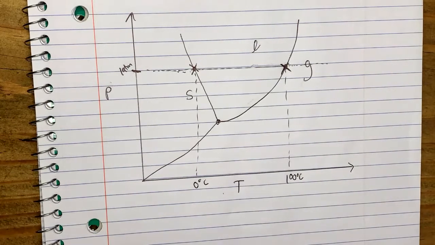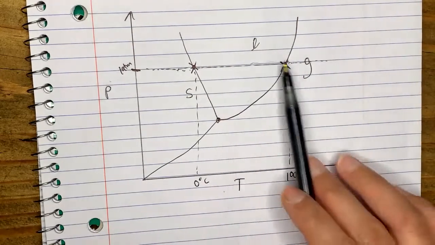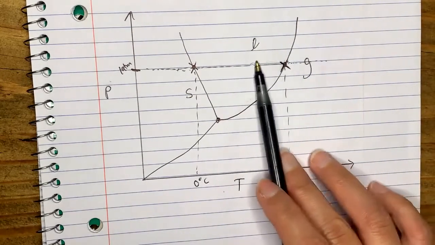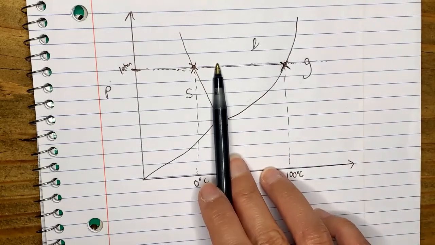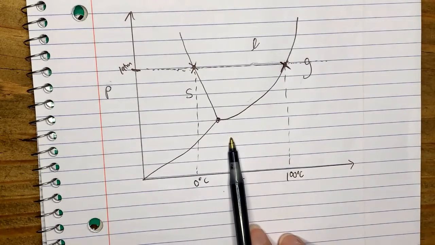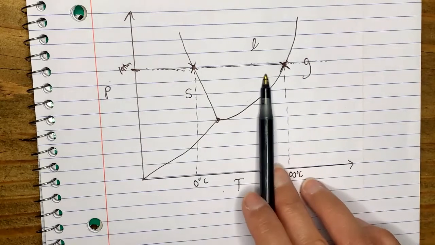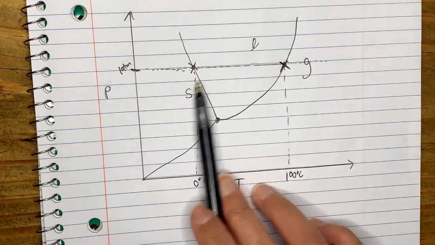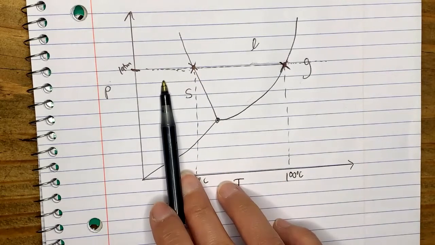So on the phase diagram, we saw the lines dividing solid, liquid, and gas. If you cross this line, it turns from liquid to gas. If you cross this line, it turns from solid to liquid. If you cross the bottom here, it turns from solid straight to gas. You can go backwards too. This is condensation. If you cross from solid to liquid, it's melting. Liquid to solid, it's freezing.